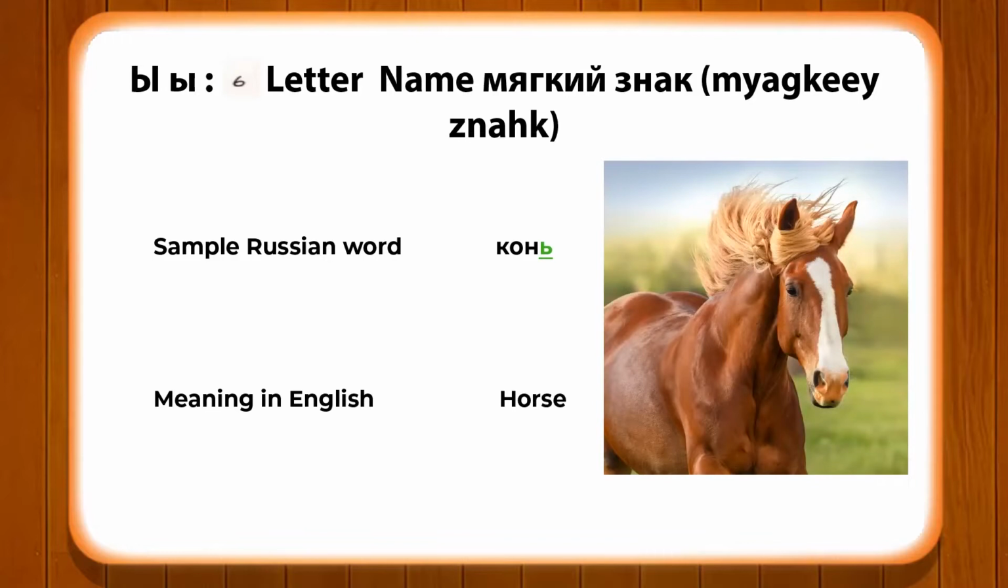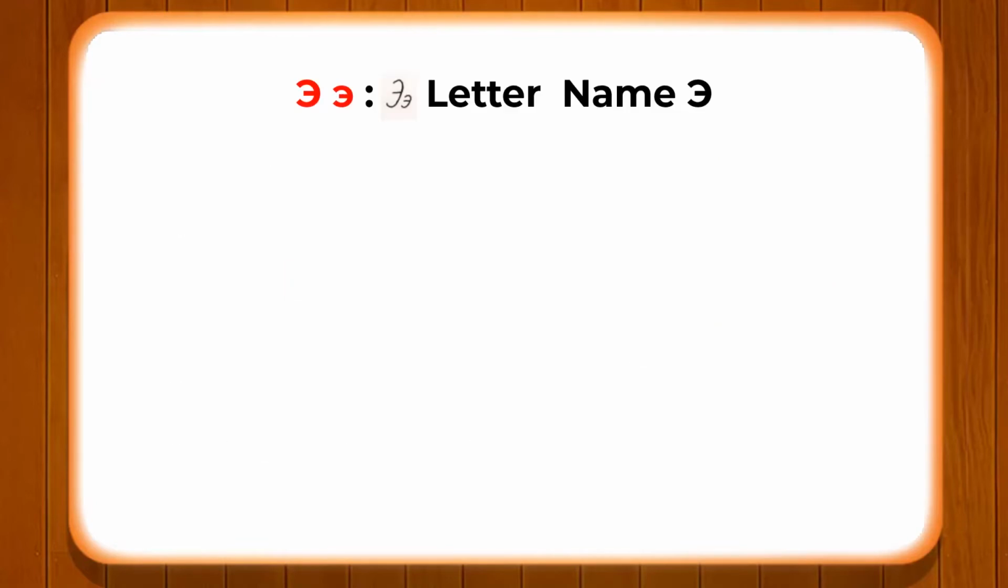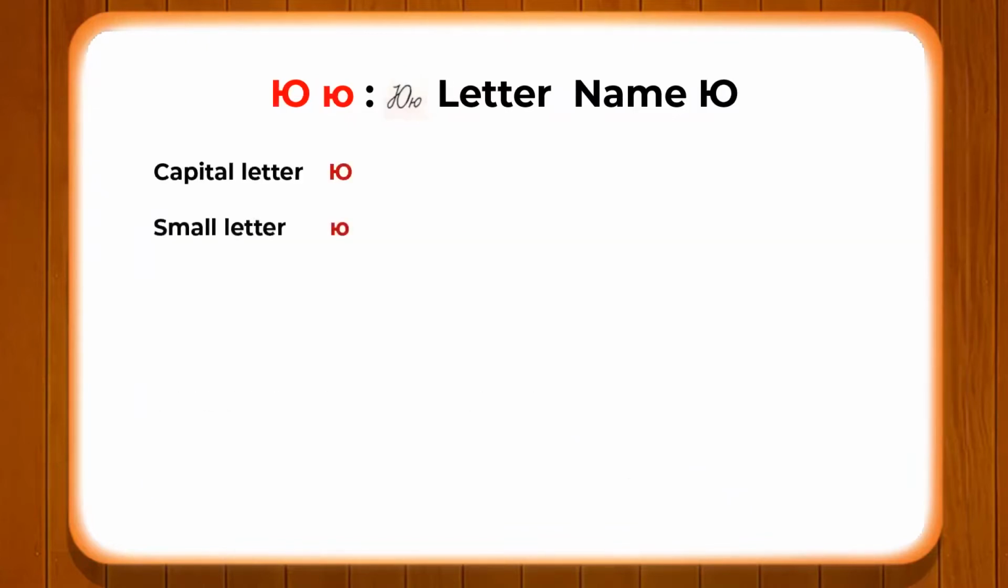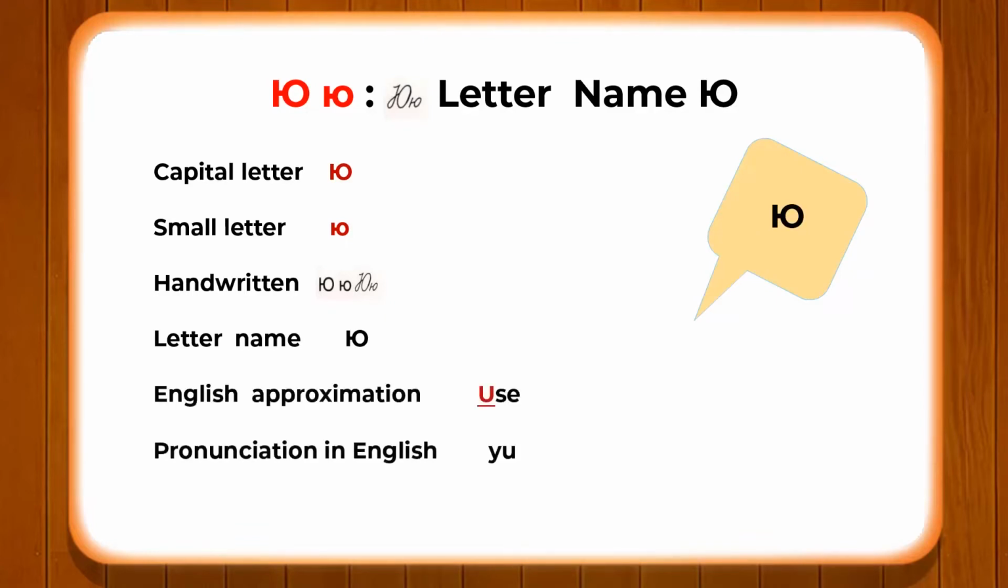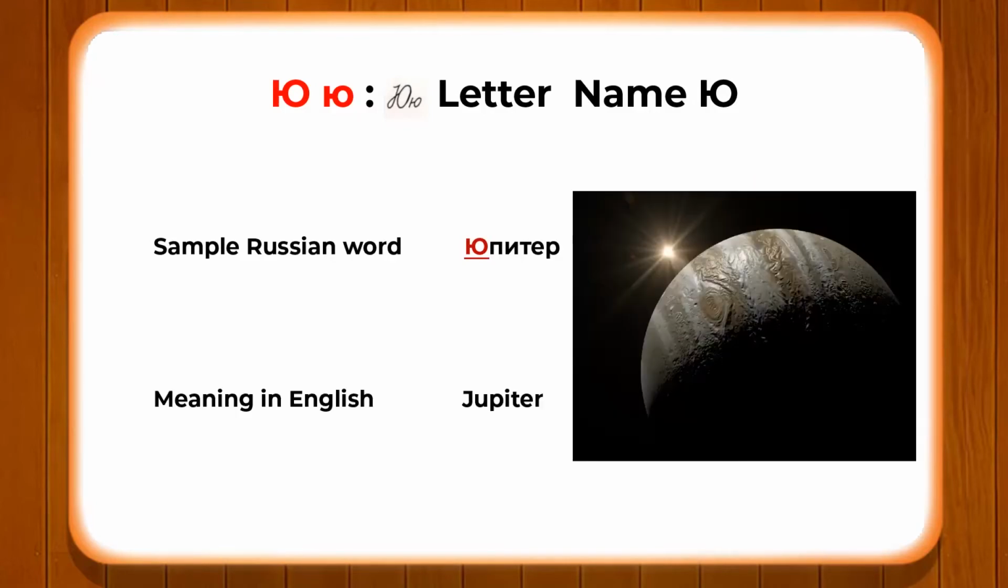Now another vowel of the Russian alphabet we have is a. The English approximation here we have is the word met, and a sample Russian word we have is ikran, which means screen. Now the next letter which we are going to learn is U, another interesting letter of the Russian alphabet. The English approximation we have used here is use, and a sample Russian word so that you understand it properly is Jupiter, which means Jupiter planet.